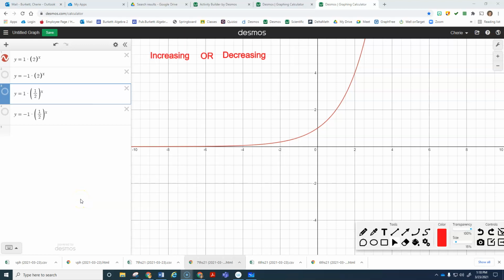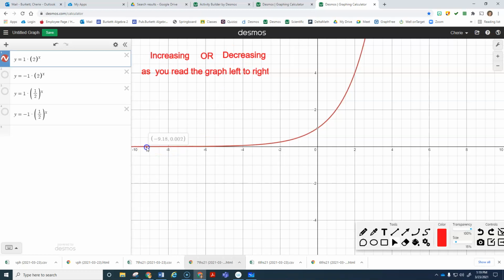So the next several questions in your Desmos activity are going to be asking you to look at a graph and answer this question: is this graph increasing or decreasing? That's really not enough information for you to completely understand. What should be asked is, as you read the graph from left to right, or as you travel along this graph left to right, are the Y values increasing or decreasing?